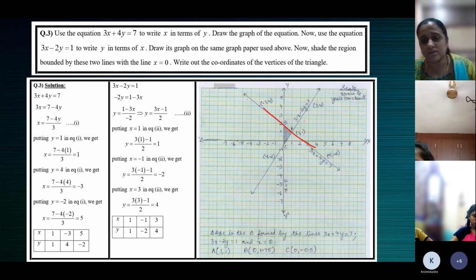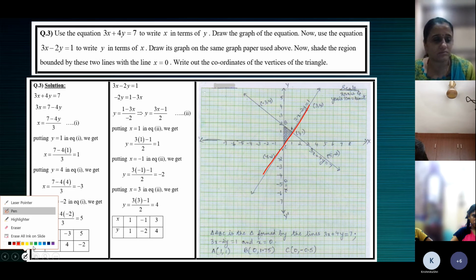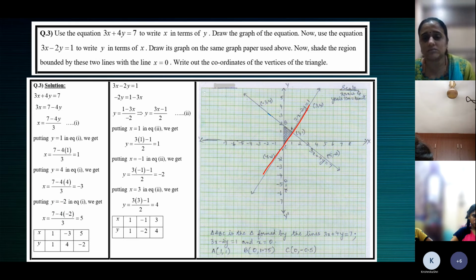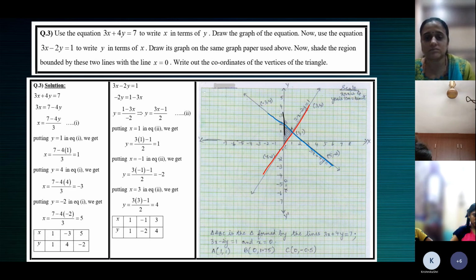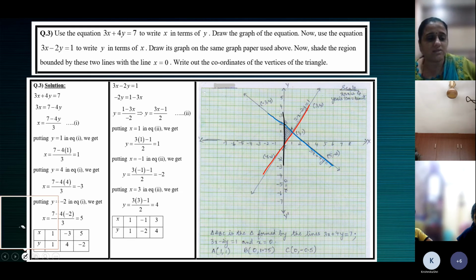See here, the two lines and the y-axis, this is the triangle. This is one line. Can you see the triangle made by the blue line, red line, and the black line? That is a triangle. Can you see one side here? The red side, the blue side, and the black side here.